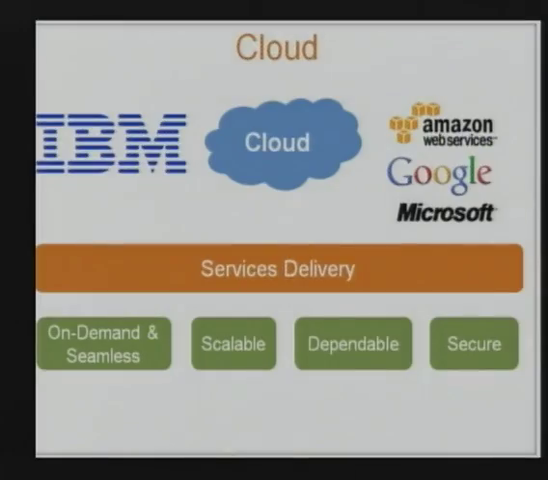While such data explosion has continued to happen, what is required is services that can manage such data, analyze such data, and also archive it, which leads us to cloud-based services. There are several companies at the forefront of cloud computing like IBM, Amazon Web Services, Google, and Microsoft. If we look at the requirements of service delivery on cloud computing, on-demand and seamless delivery is a major requirement. The services should be scalable, dependable, as well as secure. Today's talk is focused primarily on security.